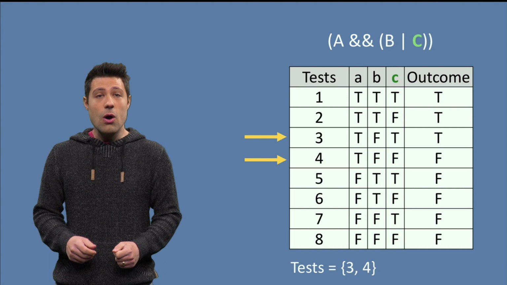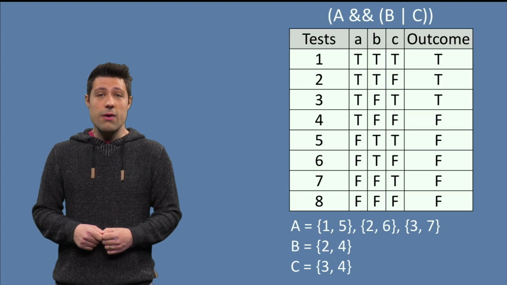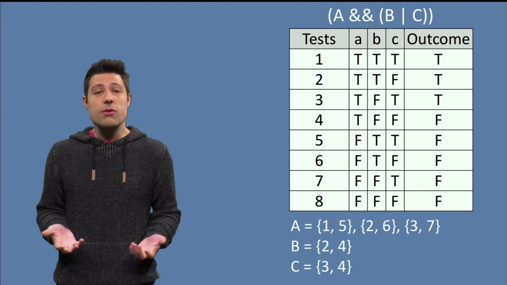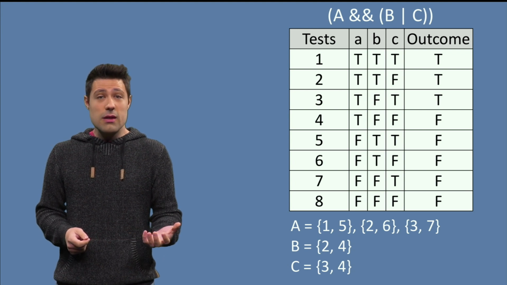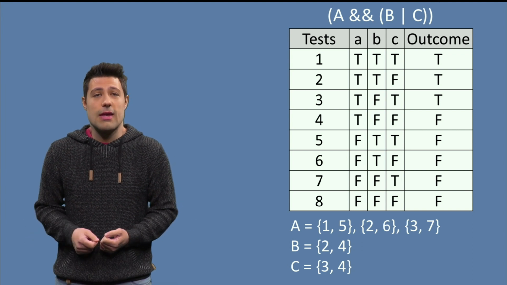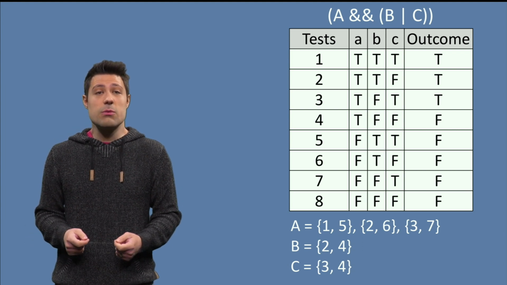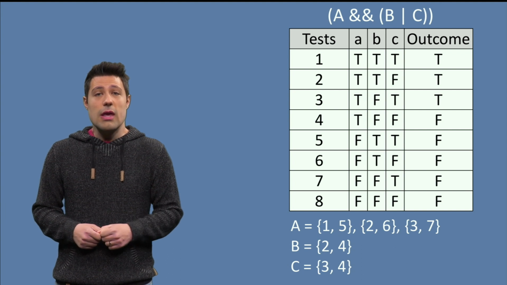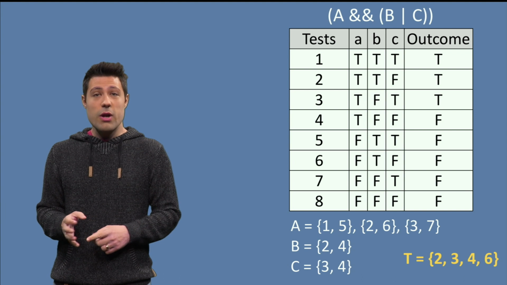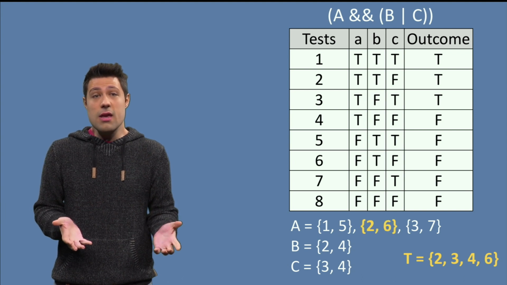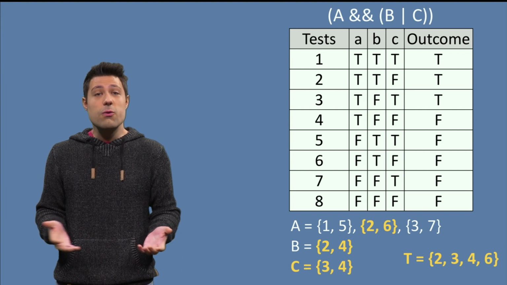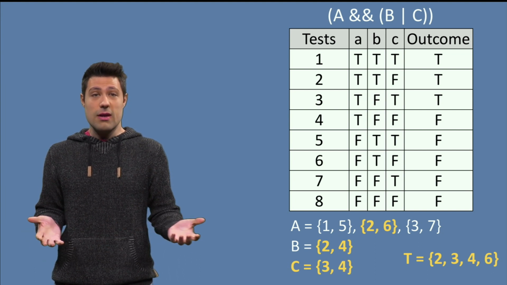Now, if we see all the tests we should do, we have for A 3 options, test 1 and 5, 2 and 6, and 3 and 7. For B, the only option is 2 and 4, and for C, 3 and 4. Now we should try to minimize the number of tests. Take a look. If we actually execute tests 2, 3, 4, and 6, we are actually executing a pair for A, for B, and for C. Great, 4 tests instead of 8.